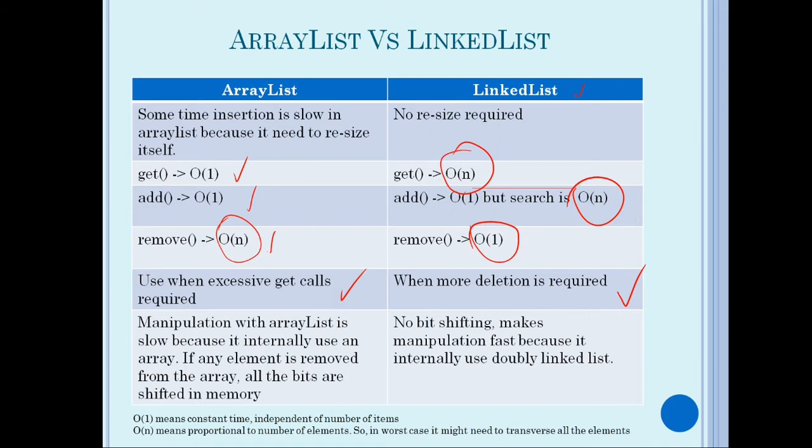is a preferable idea. So in ArrayList, the manipulation is slow because it internally uses an array. If an element is removed from the array, all the bits are shifted in memory, because we have seen that when we add something or we remove something, it needs to maintain that index, right? So if you're going to put something at index 0 or index 1 or index 2, index 3, let's say you're putting something at index 3, right?